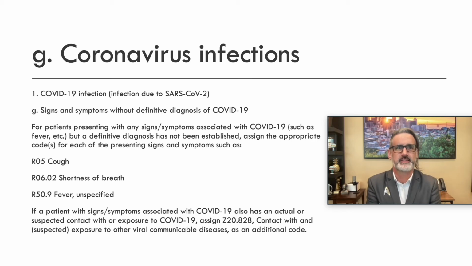As the last part of this guideline states, if a patient with signs and symptoms associated with COVID-19 also has an actual or suspected contact with or exposure to COVID-19, assign Z20.828, contact with and suspected exposure to other viral communicable diseases, as an additional code. So that's why it's always important for the providers to give us accurate documentation to state if the patient is exposed to it or not.